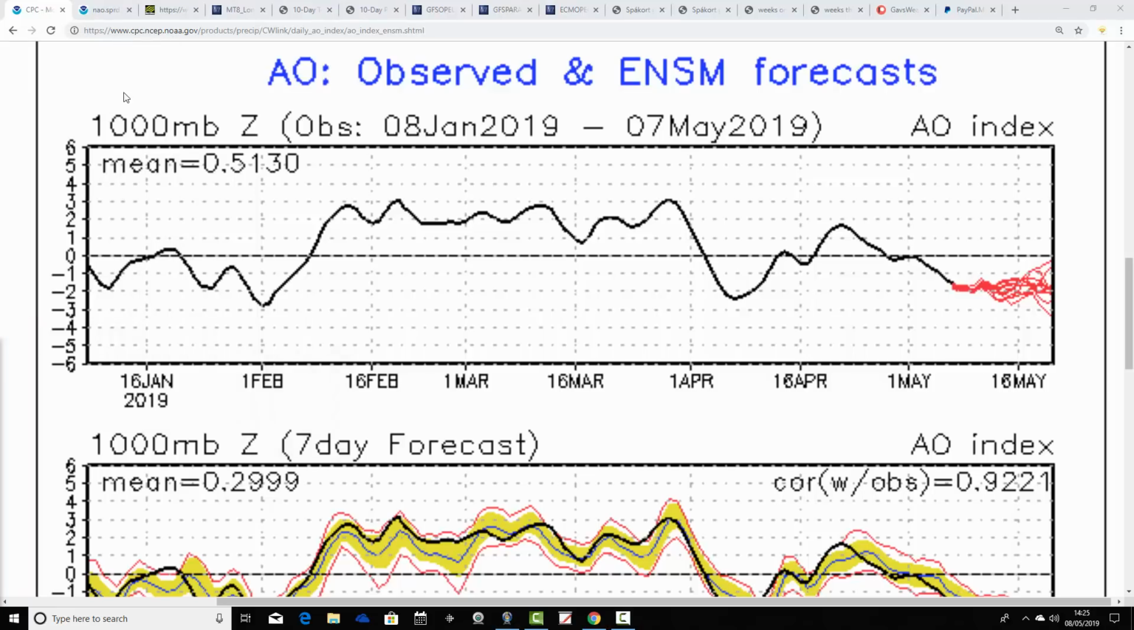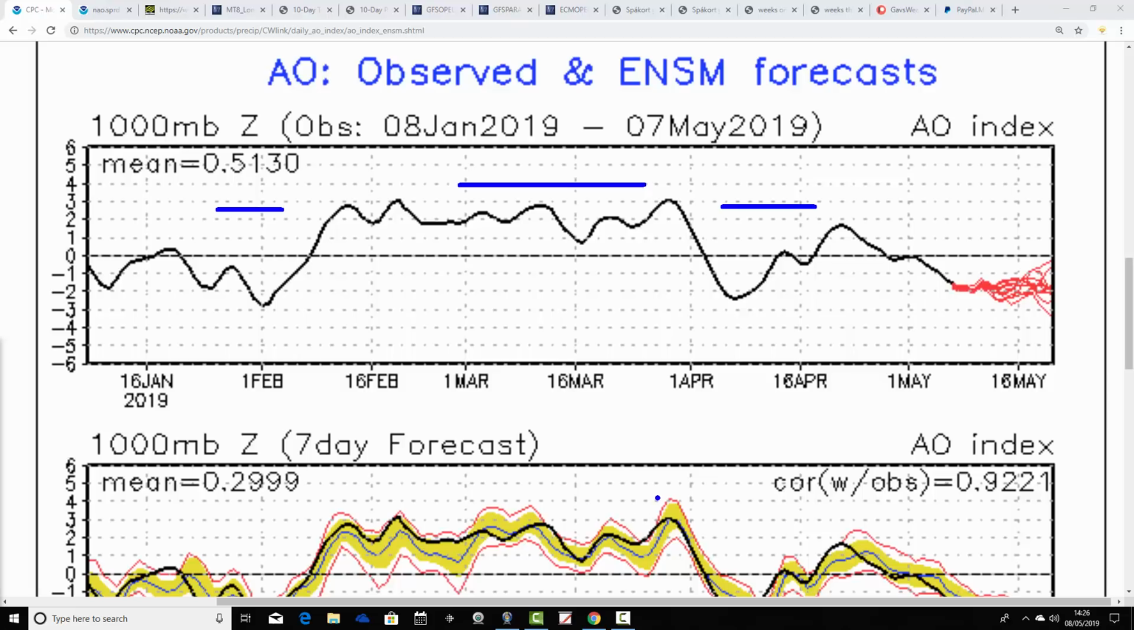So we're going to begin by having a look at the Arctic oscillation observed and forecast chart. The black line here shows where we've been with the Arctic oscillation, red lines at the end where GFS ensembles are forecasting the Arctic oscillation to go. It's just an index that's reflecting the atmospheric state. It's not driving anything, it just tells you what the atmosphere is doing.